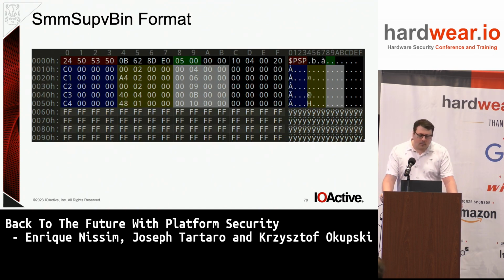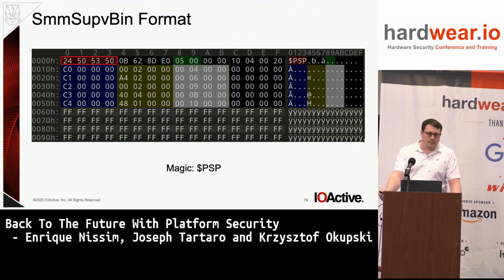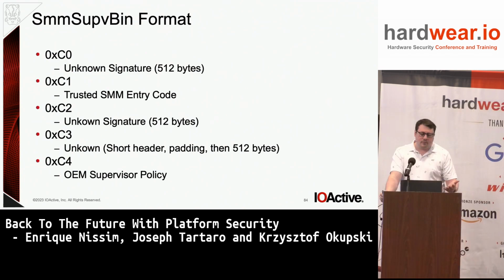So, going back to the SmmSupvBin file that I mentioned, it has a very basic format. You'll see that it has a magic $PSP at the start, and it will have a table count. So in this case, this table has 5 entries. You'll see the start is a type, then you'll have a length. So this type C0 has a length of x200, and it's at offset x400 of this binary. So walking that table, you can see we have 5 types here.